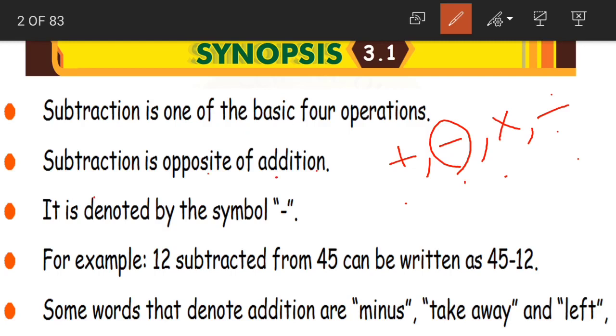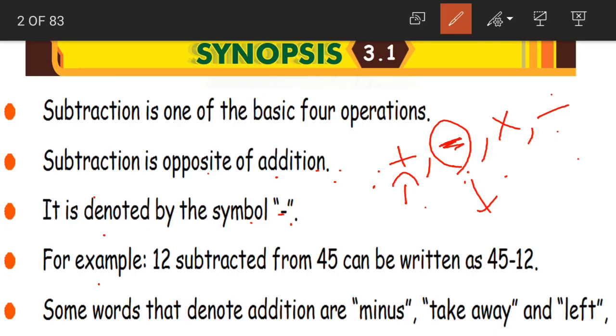Subtraction is the opposite of addition. Yes, in addition we add, and in subtraction we remove the number. So subtraction becomes the opposite. It is denoted by the symbol hyphen. Yes, this symbol is used to denote subtraction.